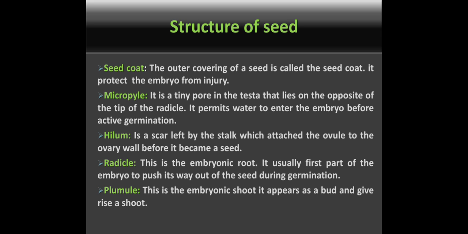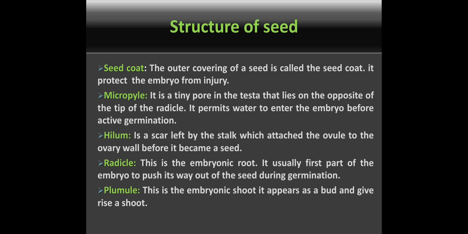Seed coat. The outer covering of the seed is called the seed coat. It protects the embryo from entry of pathogens. Micropyle. It is a tiny pore in the testa that lies opposite the tip of the radicle. It permits water to enter the embryo before active germination.